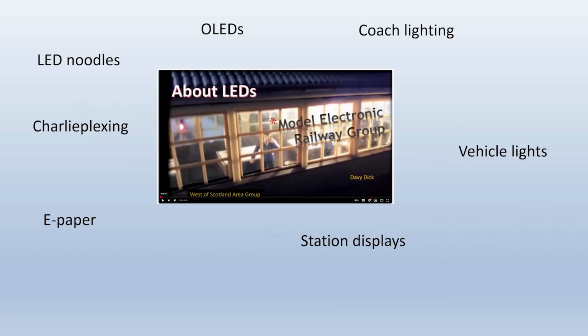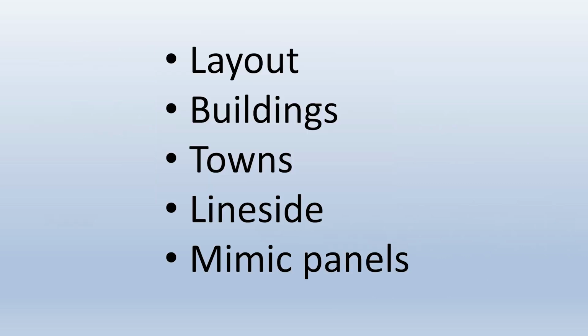As are these. We've covered all kinds of other issues related to lighting on the layout. So again, I don't want to really cover these because you can see them on the YouTube channel. I want to cover more how we use LEDs on the layout for lighting purposes. For things like, how do we light the entire layout or individual parts or mimic panels?